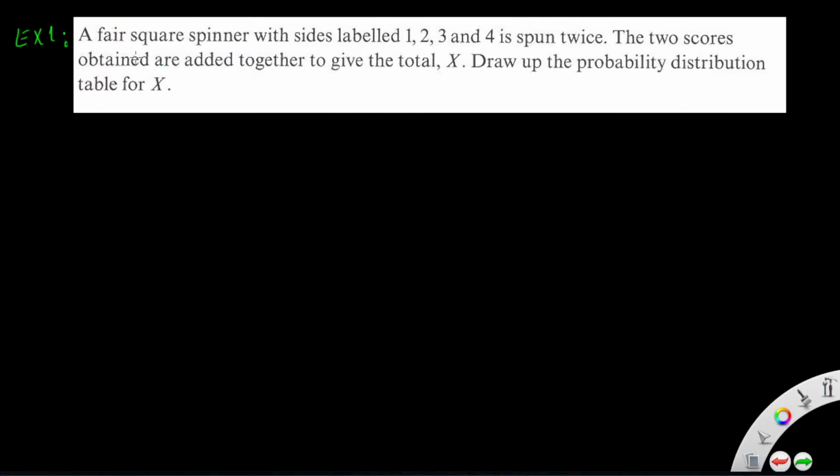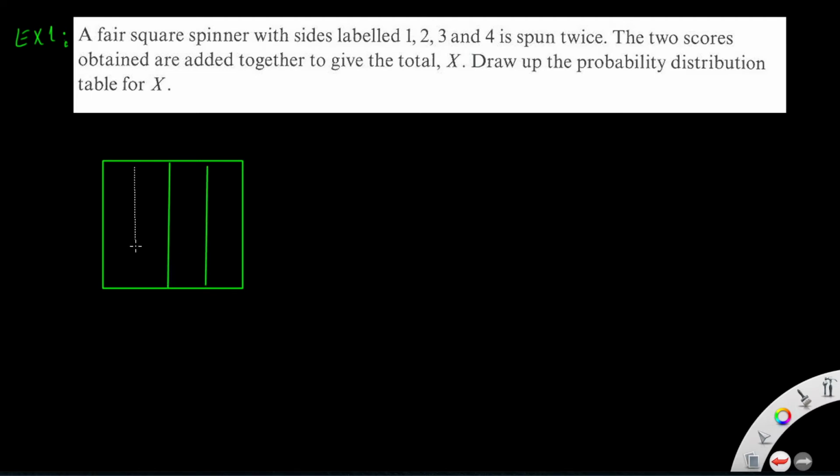Example number 1. A fair square spinner with sides labeled 1, 2, 3, and 4 is spun twice. The two scores obtained are added together to give the total x. Draw up the probability distribution table for x. Now, each spinner is numbered 1, 2, 3, and 4.